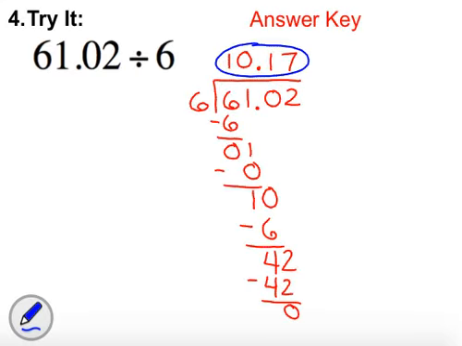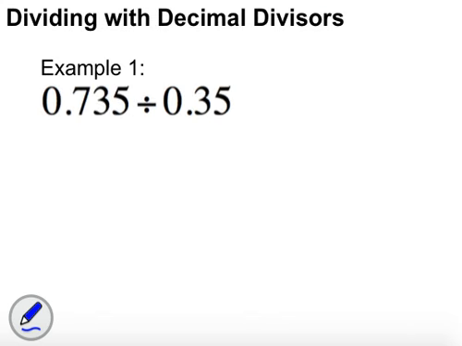You should have got an answer of 10 and 17 hundredths, or 10.17. Fix your work if you didn't get that answer. And the last one, dividing with decimals when we have a decimal as our divisor.